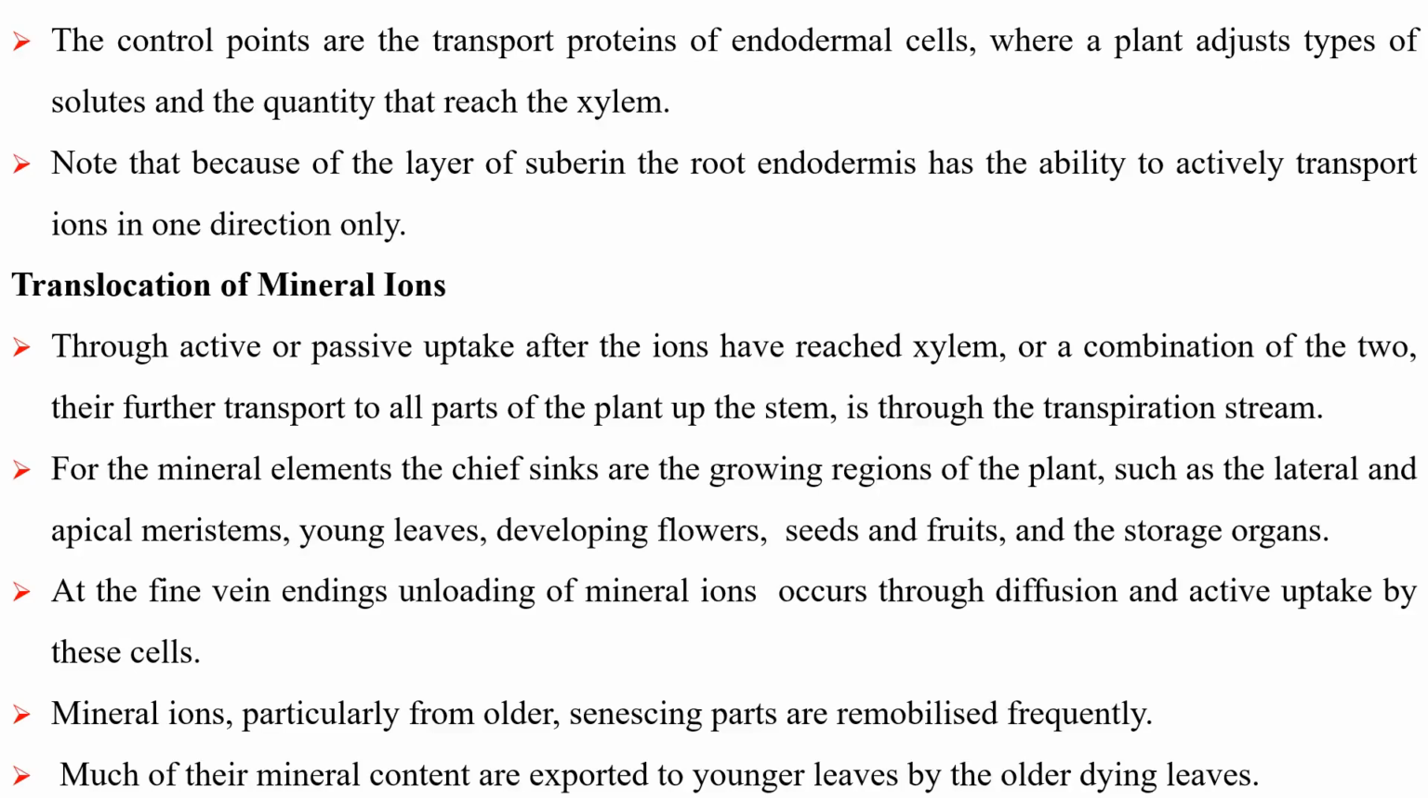Translocation of mineral ions. After the ions have reached the xylem, through active or passive uptake or a combination of the two, their further transport to all parts of the plant up the stem is through the transpiration stream. For the mineral elements, the chief sinks are the growing regions of the plant, such as the lateral and apical meristems, young leaves, developing flowers, seeds and fruits, and the storage organs. At the fine vein endings, unloading of mineral ions occurs through diffusion and active uptake by these cells.